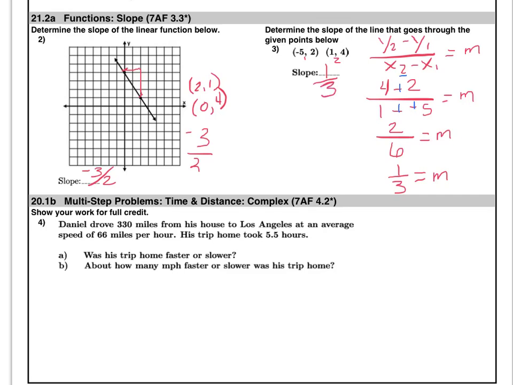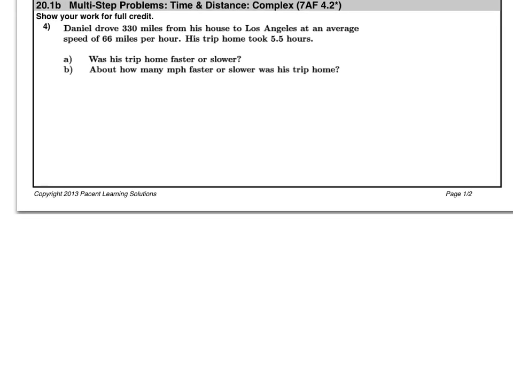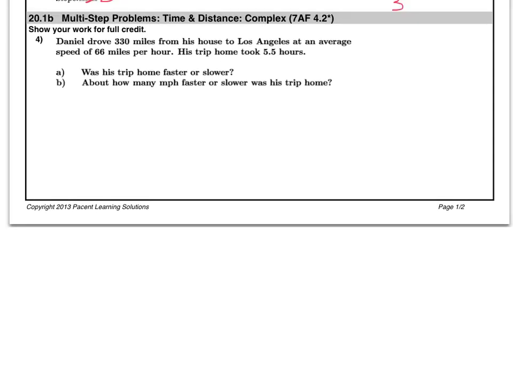All right, moving on, we have number 4. Number 4 is our old concepts. Daniel drove 330 miles from his house to Los Angeles at an average speed of 66 miles per hour. His trip home took 5.5 hours. Okay? So we want to know, was his trip home faster or was his trip home slower?